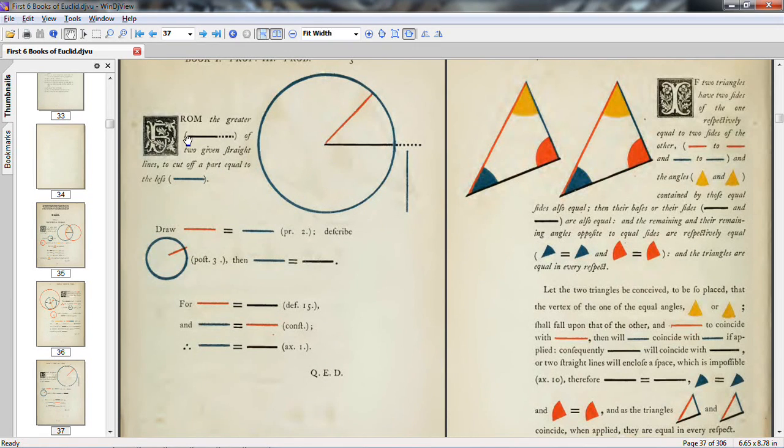Here, we are given two lines. It's not totally clear the way it's written, but what it's saying is, from the greater of this, which is a black line, and a blue line, to cut off a part equal to the less. So we have a big line and a little line, a greater and a lesser, and we want to develop a procedure to cut off from the greater of the two a part equal to the less.